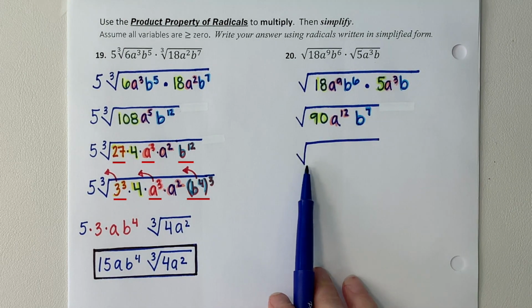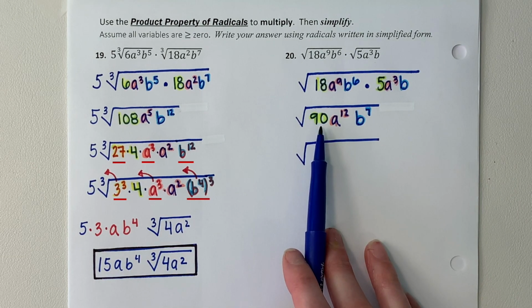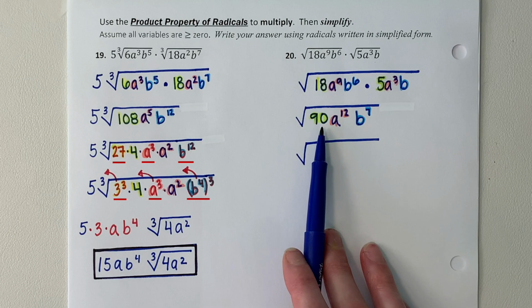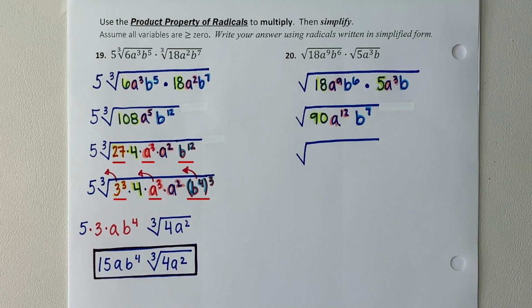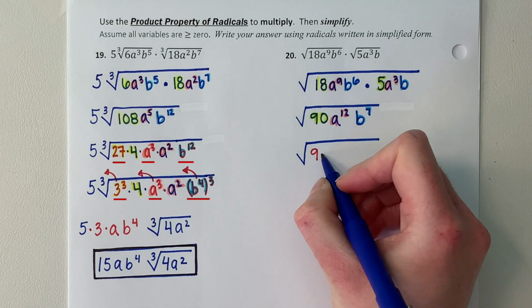Since this is the square root, we're looking for perfect squares. First, we need to ask ourselves, is 90 a perfect square? It's not. If you take the square root of 90 on your calculator, you'll get an ugly decimal. So we need to find the largest perfect square that multiplies evenly into 90. 9 is the largest perfect square that multiplies evenly into 90. So let's rewrite 90 as 9 times 10.